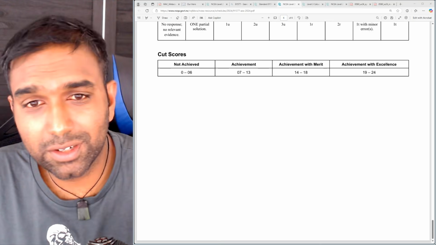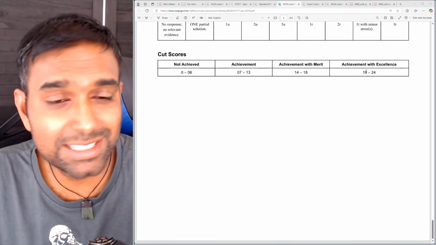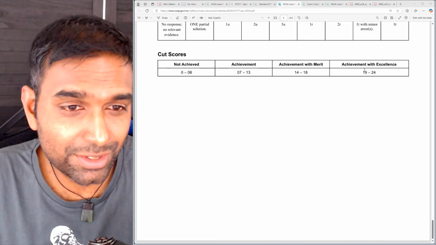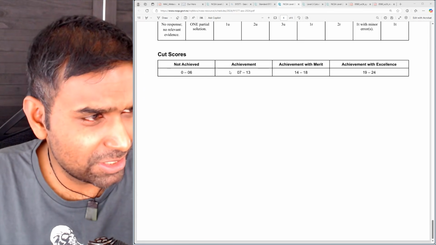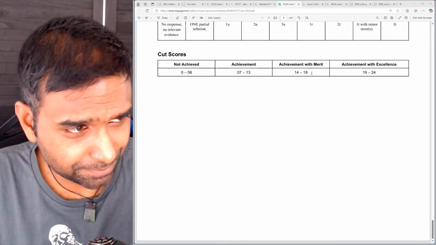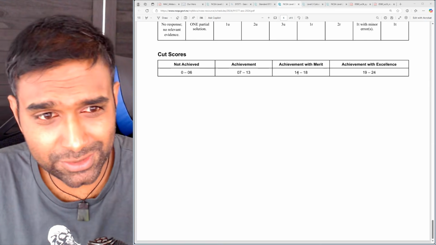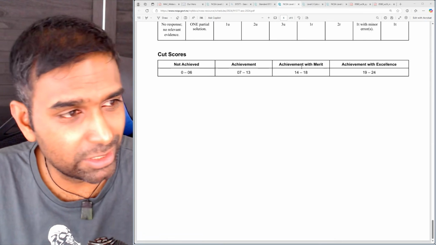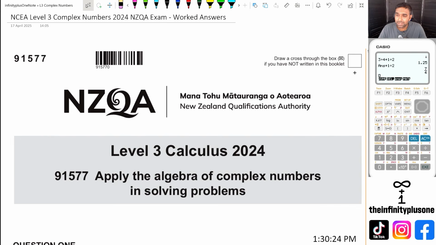Now the final grades for this, that's a very generous excellence. A 19 gets you an excellence in this, which in my opinion is very, very generous. The achieved range is from 7 to 13. Merit is 14 to 18. Again, that means you only need to get 2 merit questions and a couple of achieved and you can get a merit. So yeah, very generous with the excellence there. That's basically it for this exam paper.